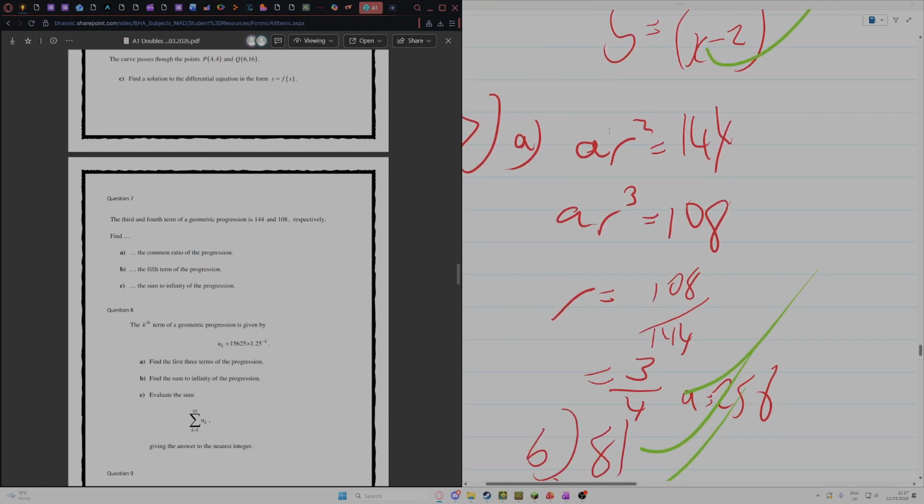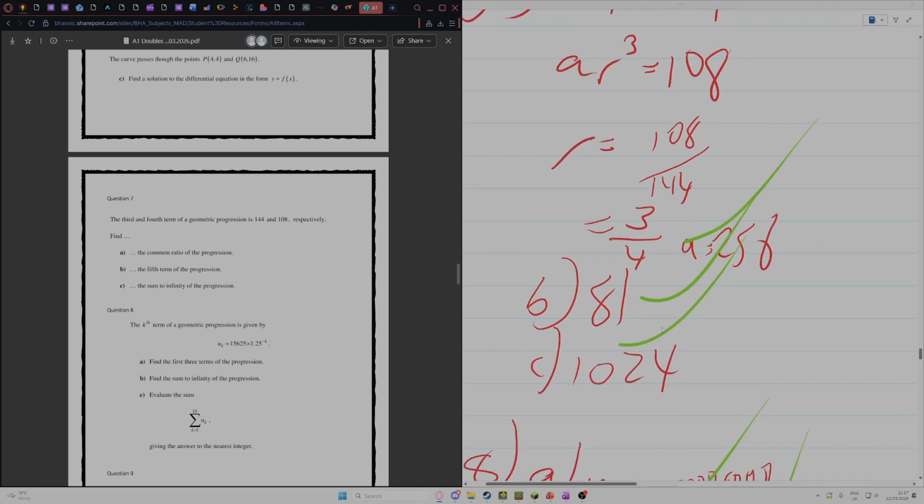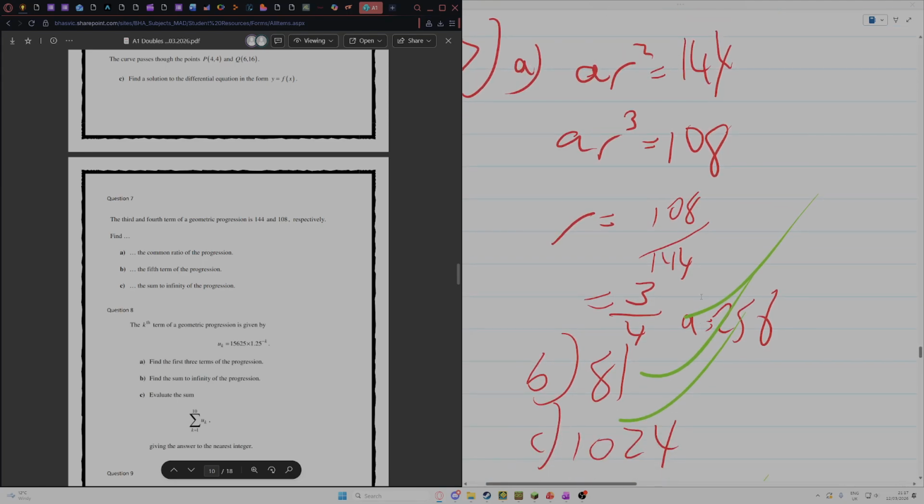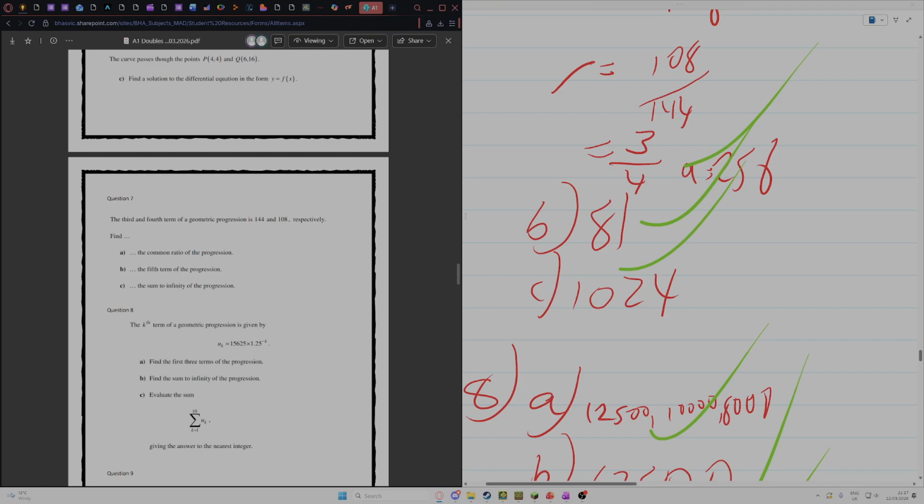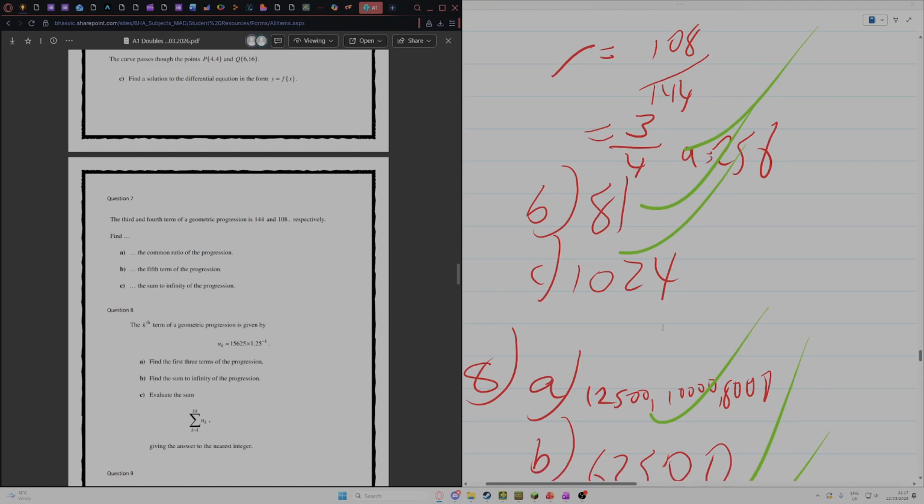Next, we have ar squared is 144, ar cubed is 108, and so you can find r by dividing, and then square root it. Oh no, not square root, so just simplify it, and then substitute for a, and then find u5, then find S infinity, and that's your answer.